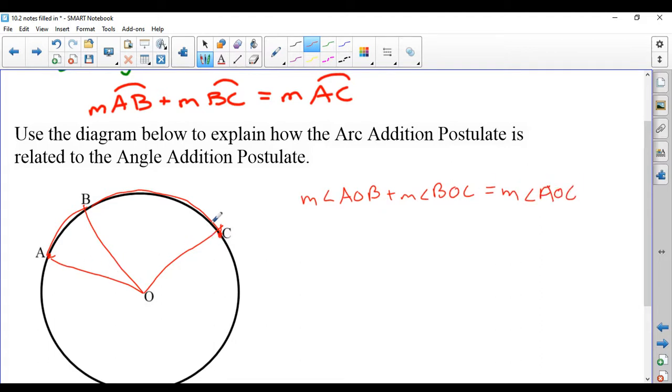This angle plus this angle equals the whole angle. Well, what we said before is that because these are minor arcs, arc AB and arc BC, they are equal to the measure of their central angle. So the measure of angle AOB is the same as the measure of arc AB. And the measure of angle BOC is the same as the measure of arc BC. The measure of angle AOC is equal to the measure of arc AC. Since these central angles are equal to the measure of the minor arcs, we can prove arc addition postulate easily.